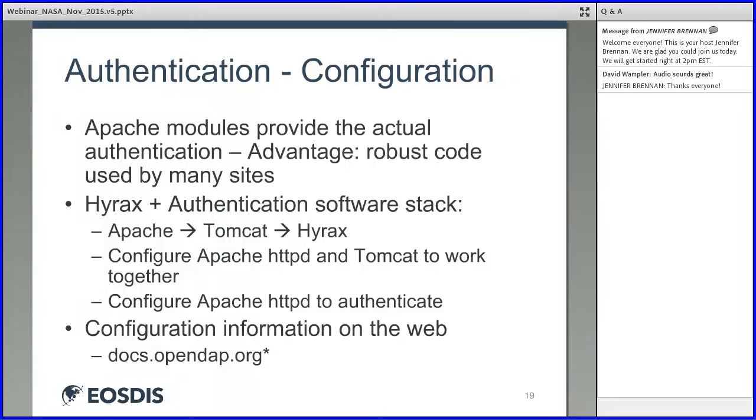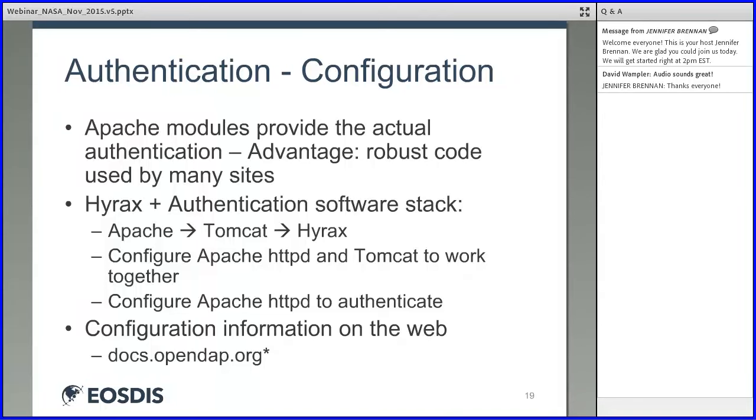So let me talk to you a little bit about configuration again. This is really important stuff in a sense. Even though end users don't see it, it's really important. What we did was use Apache and Apache modules to provide the actual authentication software. We did this as opposed to writing our own, which you could do and just stick in Tomcat, because we wanted to use open source software packages that were as widely used as possible, with the idea that widely used security code is usually more robust than your own security code.